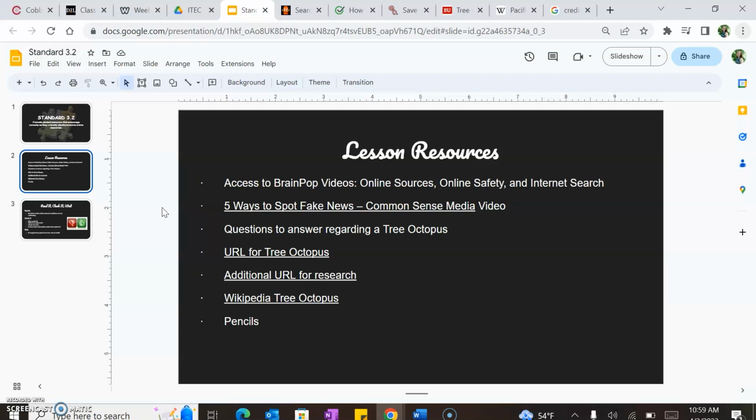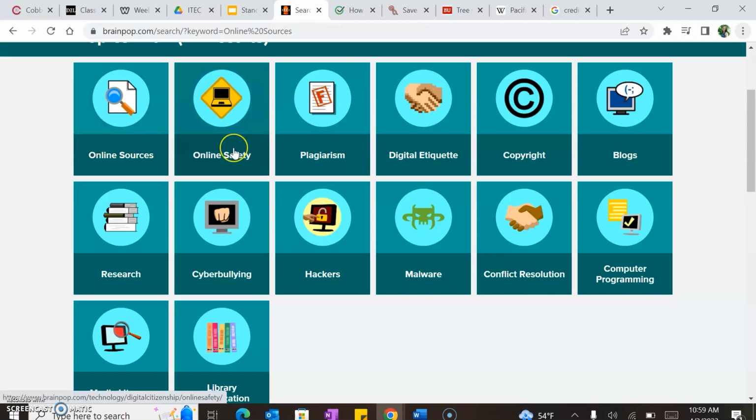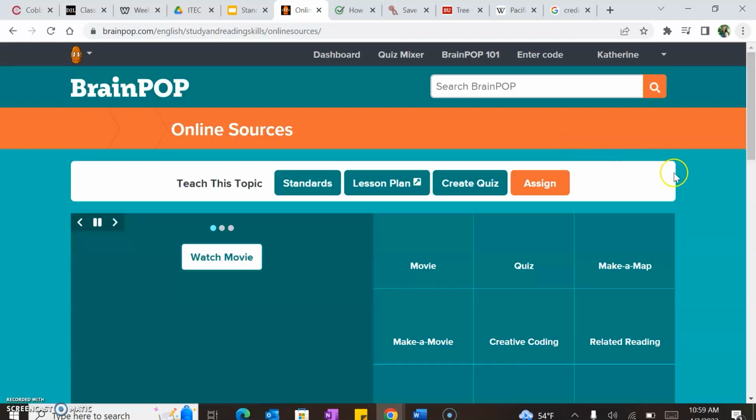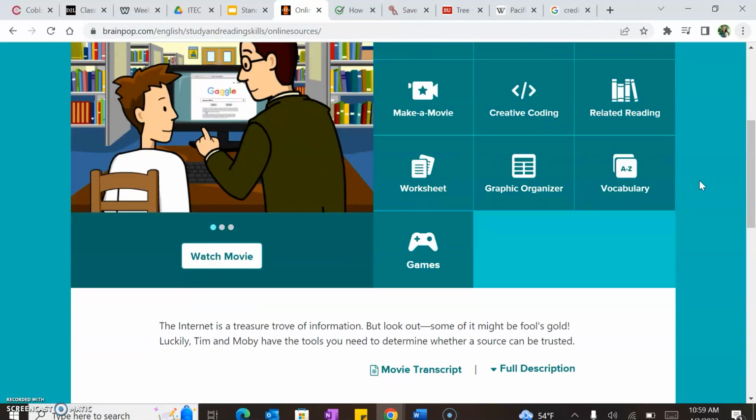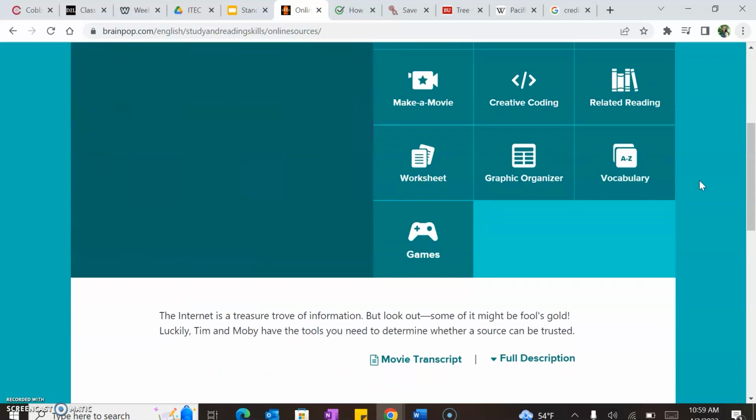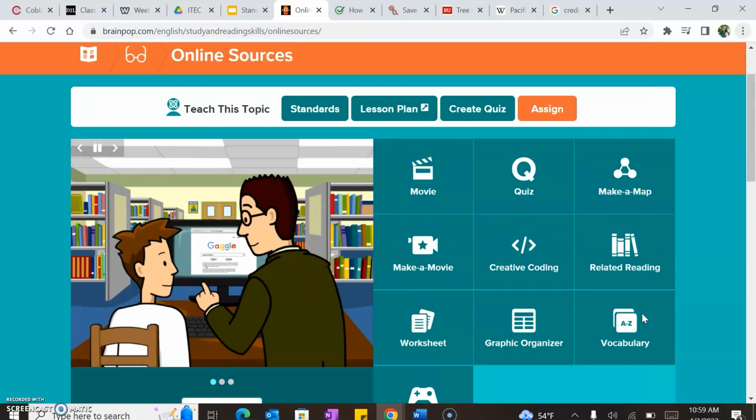At the beginning of the lesson, the students were asked to watch videos on BrainPop, including online sources, online safety, and internet search. Those videos can be found on brainpop.com. Each one addresses different aspects of online safety and using different websites. This one specifically looks at how some of it might be considered fool's gold. So Tim and Moby from BrainPop have different tools to determine whether a source can be trusted.